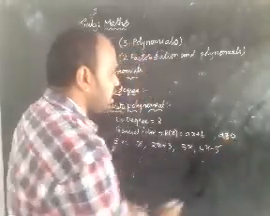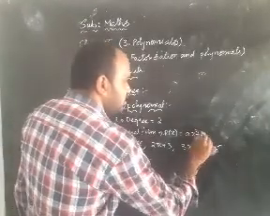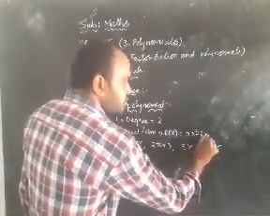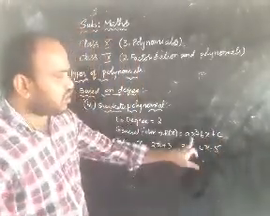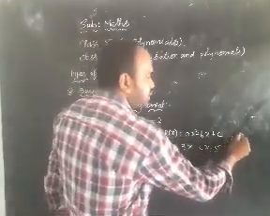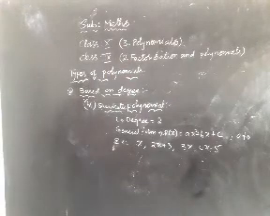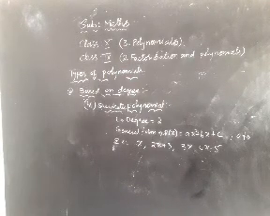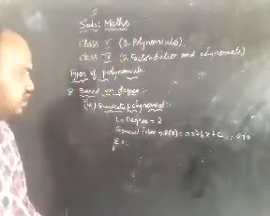And now the general form of the quadratic polynomial is a into x to the power of 2 plus b into x plus c. Here a must not be equal to 0. It is the general form of the polynomial and the highest power is 2 here.